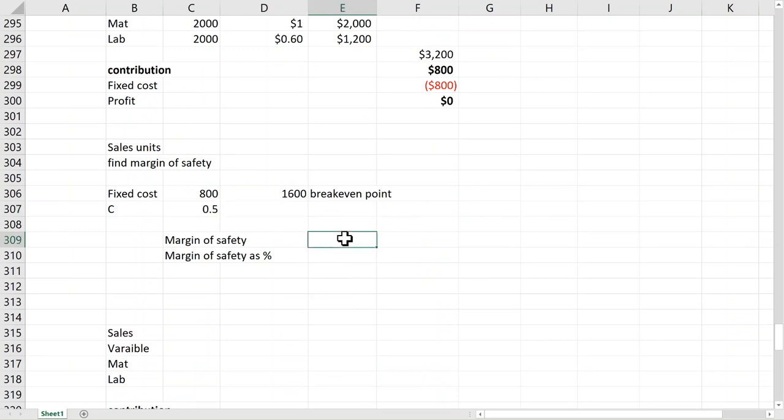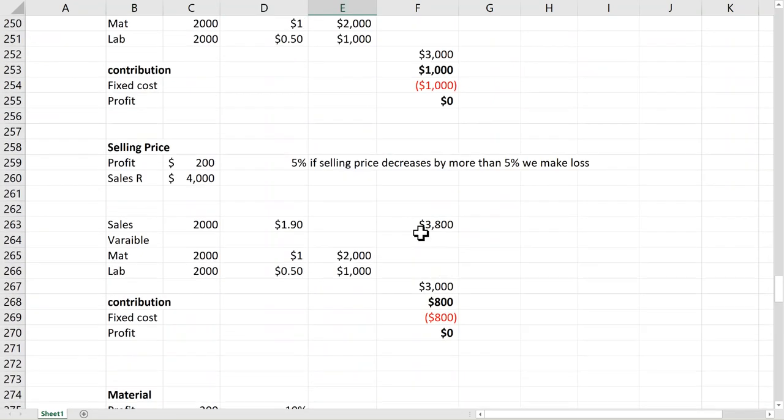Remember, margin of safety is how much safer we are from making loss. So our budgeted units are 2000, break-even units are 1600, so we have 400 margin of safety. If we look at it as a percentage, it is 20%. So sensitivity of units is 20%. Let's prove that as well.